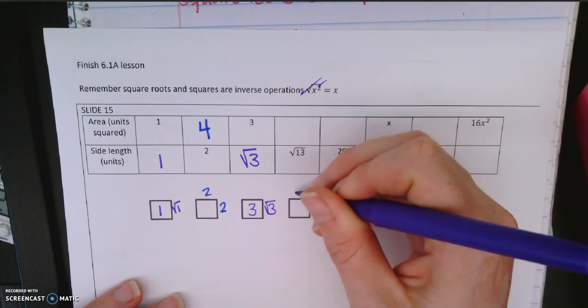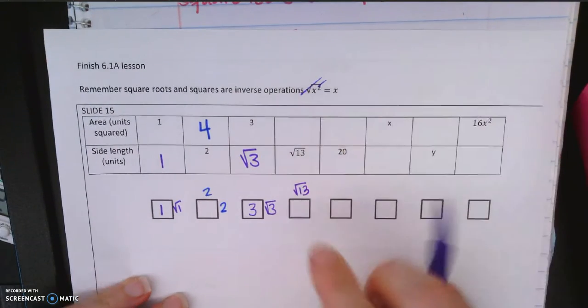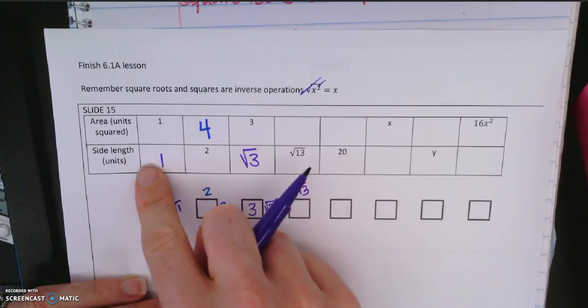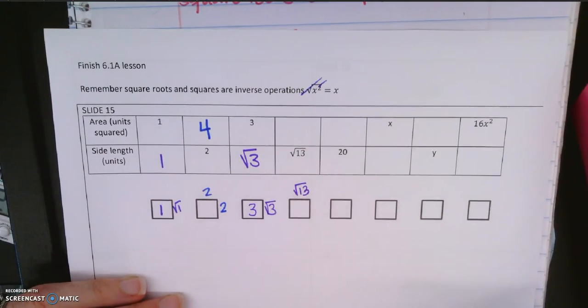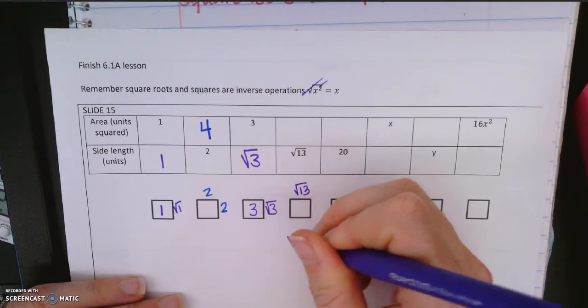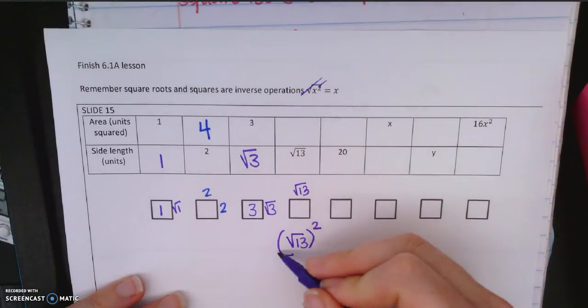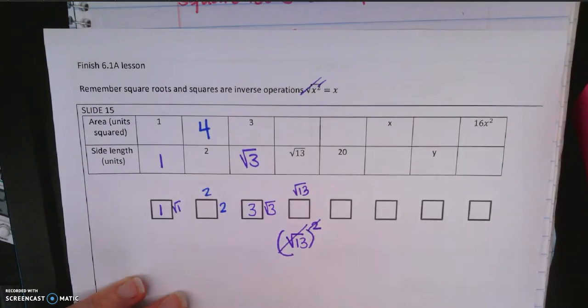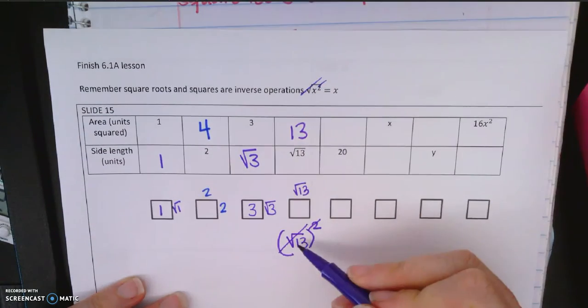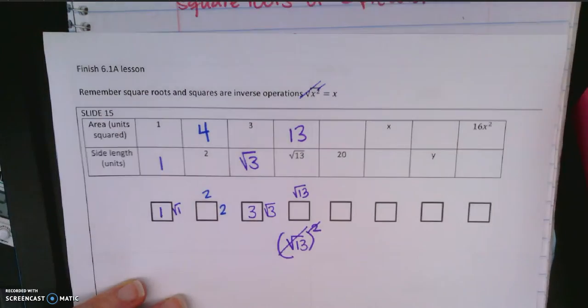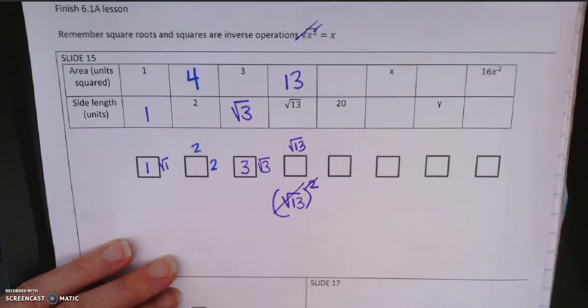The next side length is the square root of 13. Well, what did we do with the other side lengths to get to the area? We squared them. If you take the square root of 13 and square, that means that you end up with 13. Because square roots and squaring are inverse operations.